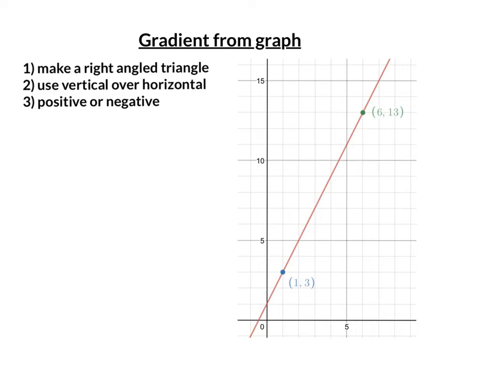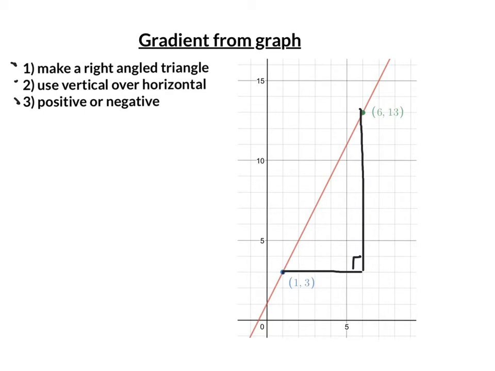In this video, I'm going to calculate the gradient of a straight line from its graph using these steps up here. So the first one, it says make a right angle triangle. So I'm going to draw a horizontal line from my bottom point along until I'm directly below the other point. And then I'm going to draw a vertical line down from that top point down until it meets. And there you go, I've formed a right angle triangle.